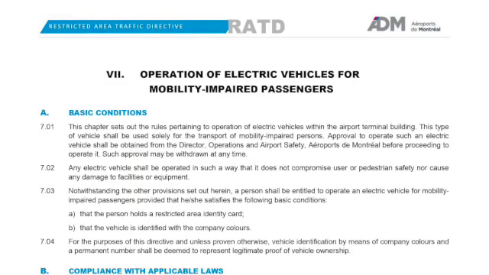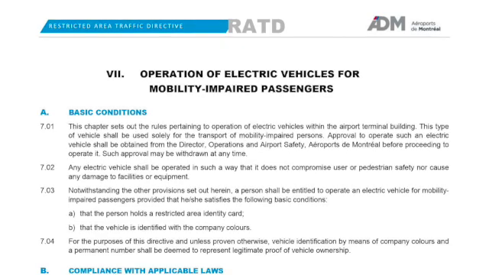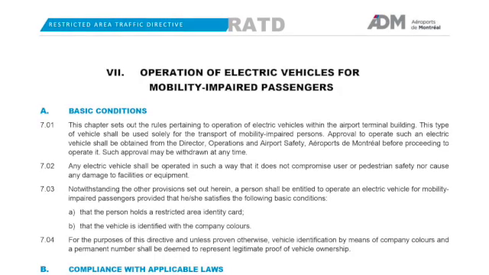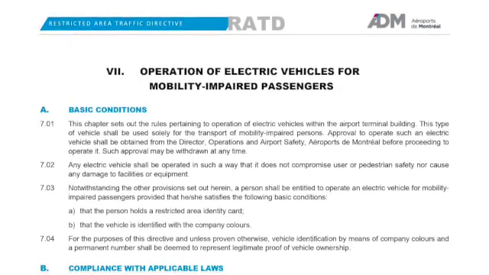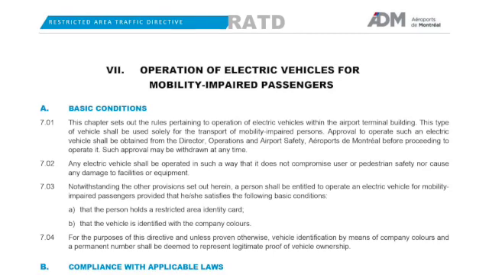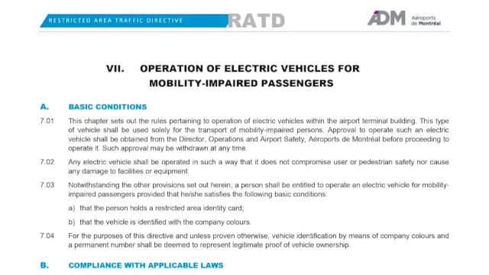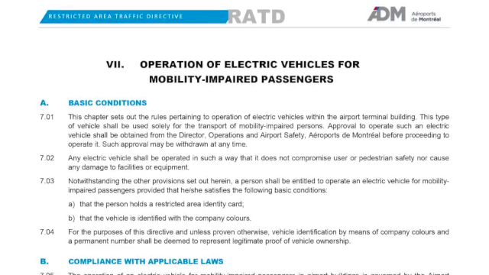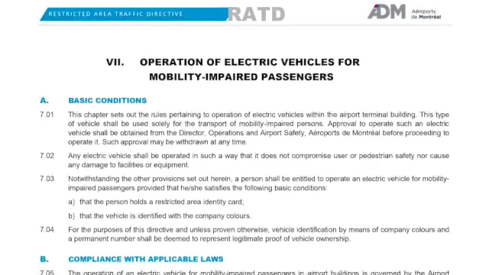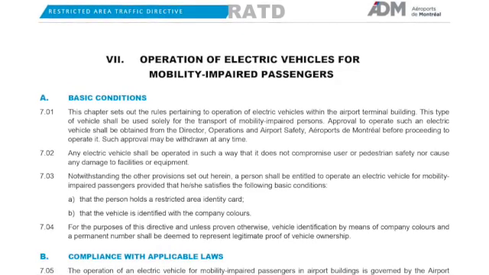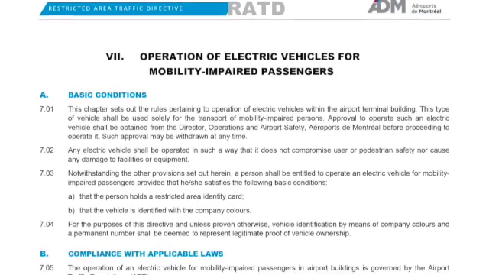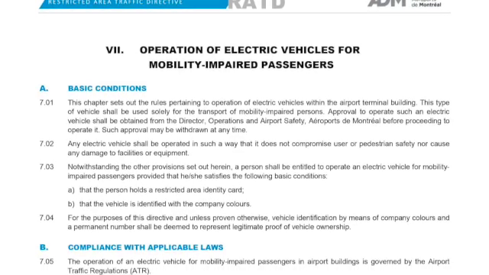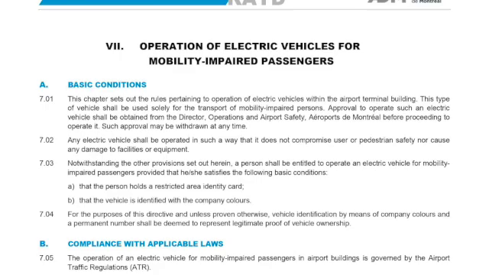7. Operation of electric vehicles for mobility impaired passengers. A. Basic Conditions. 7.01 This chapter sets out the rules pertaining to operation of electric vehicles within the airport terminal building. This type of vehicle shall be used solely for the transport of mobility impaired persons. Approval to operate such an electric vehicle shall be obtained from the Director, Operations and Airport Safety, Aéroports de Montréal before proceeding to operate it. Such approval may be withdrawn at any time.